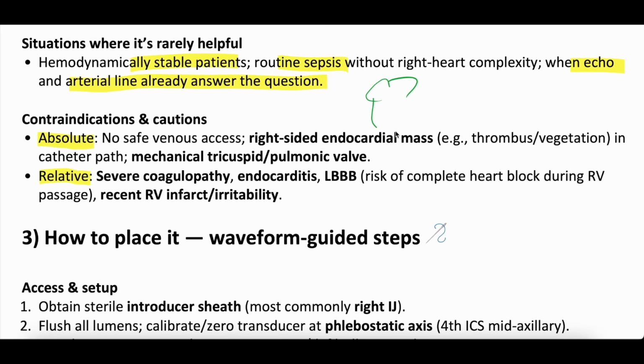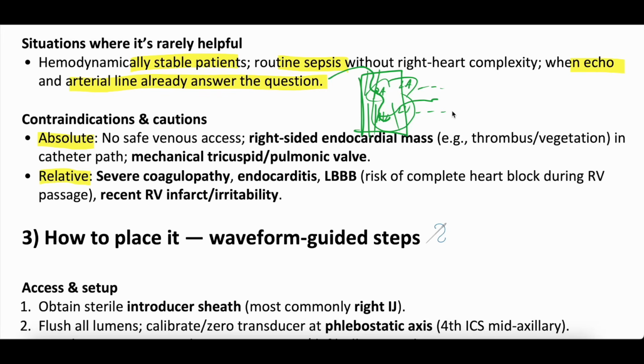As we talked about, those listening, I'm a terrible drawer, but just know that I'm drawing a heart. Right atrium, right ventricle, left atrium, left ventricle. Here's the SVC. Here's the IVC. You're threading this catheter through the SVC into the right atrium, through the tricuspid valve, into the right ventricle, and then into the pulmonary artery. So you have to go through this whole right side of the heart.